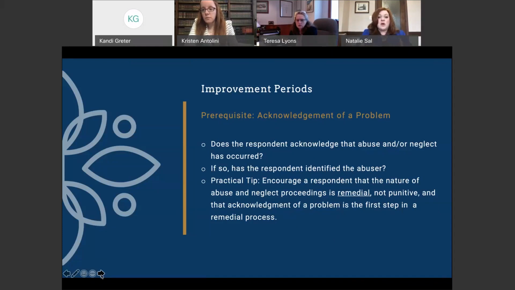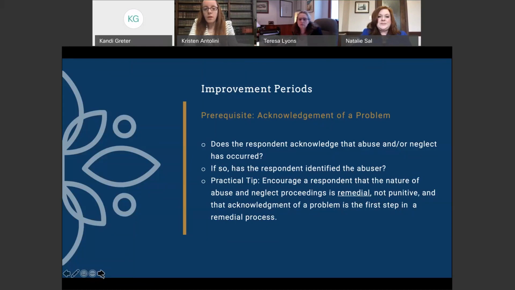So in working with respondents, sometimes they can be very hostile to the system. Sometimes it can be difficult to help them to understand that all of these providers who are coming in and offering them services are part of their team. This is a remedial type of proceeding. This is not meant to be a punishment to them. And so as a remedial proceeding, it's important that they acknowledge what the problems are and they're honest about that with the team and with themselves so that they can begin to take those first steps and really engage with services.